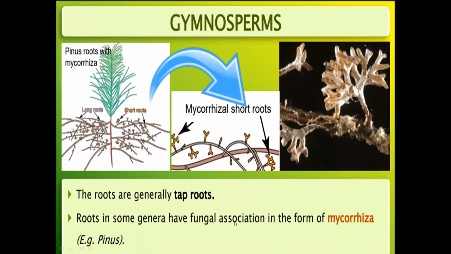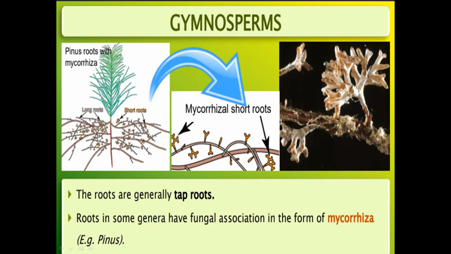Roots in some genera have fungal association in the form of mycorrhiza. We have studied mycorrhiza: it is the association of fungi and a plant. In the first chapter, lichens and mycorrhiza. Lichens are algae and fungi, and mycorrhiza is between fungi and a plant. Here you can see roots with mycorrhiza. If you take this root, stain it, and observe under a microscope, you will see the fungal mycelium clearly inside the root. If it is inside, it is called endomycorrhiza.